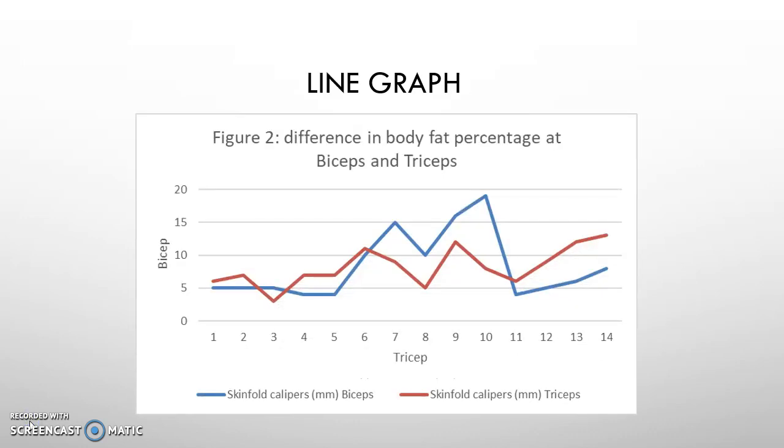Here we've got a line graph, and again you can see that this is titled Figure 2, difference in body fat percentage of biceps and triceps. And then you've got the bicep on the left axis, tricep on the bottom axis, and you can also see the legend at the very bottom of the graph. Skin fold calipers millimeter biceps is the blue line, and skin fold calipers millimeter tricep is the red line.